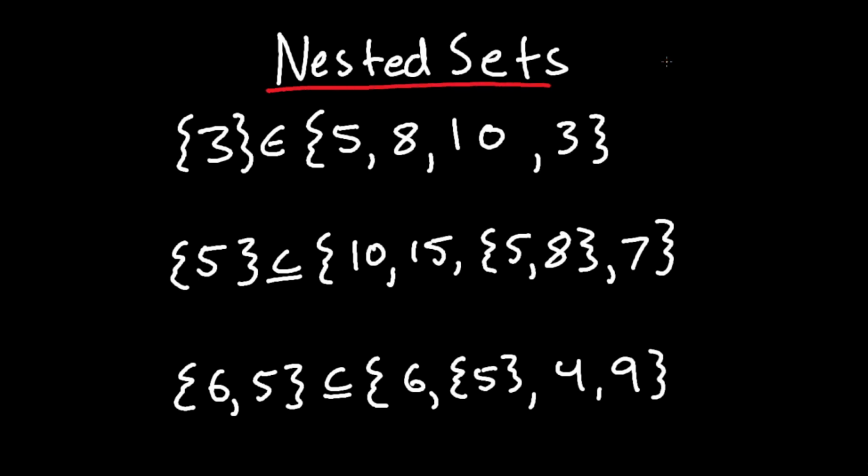In this video, I'm going to be introducing you guys to nested sets. So what is a nested set? Well, a nested set is just a set inside of a set. Like for example, this right here. We have the set that contains the number 5 and 8, right? And we have brackets around it. So this means that the set 5 and 8 is a set. And we also have brackets on the outside, which means that this set right here is in another set. So that is a nested set.